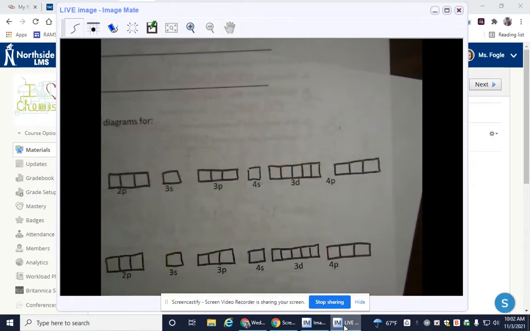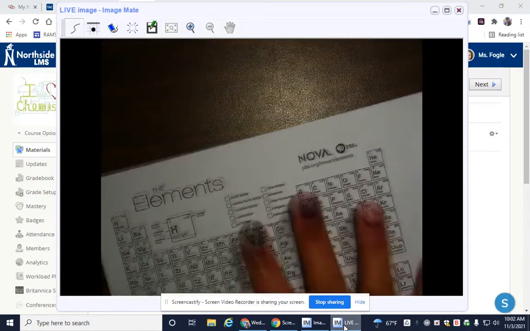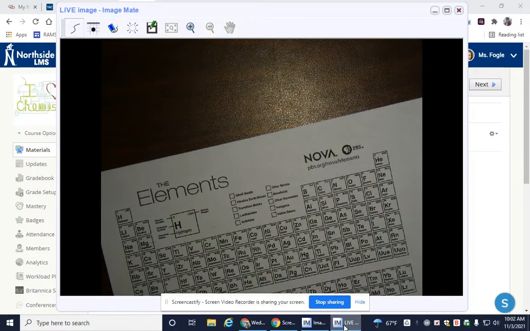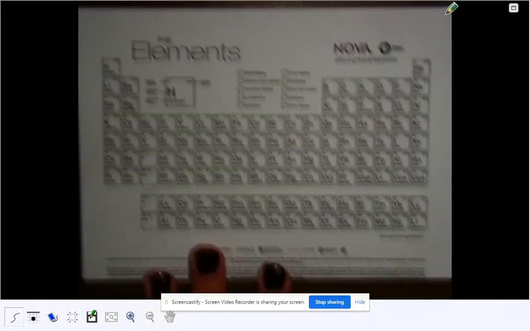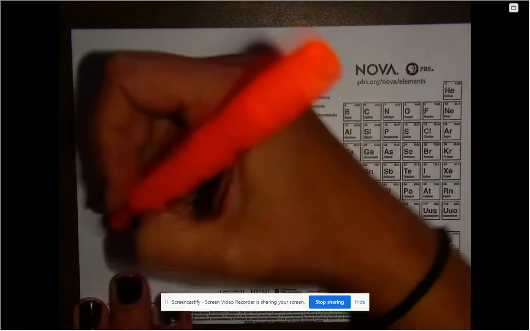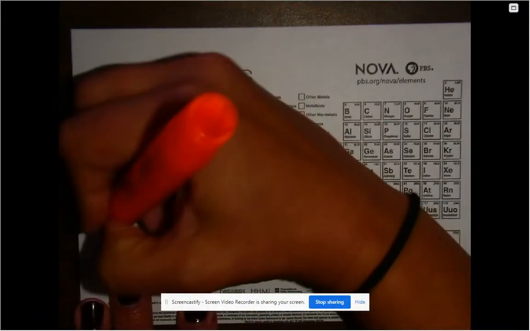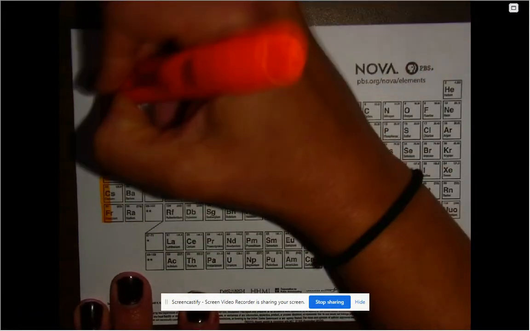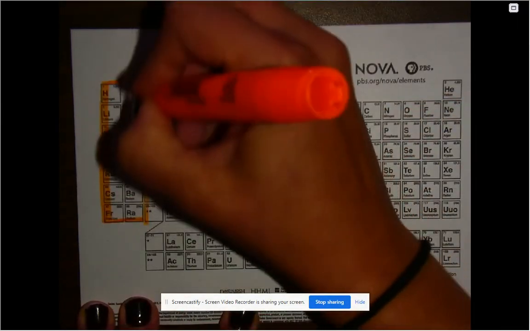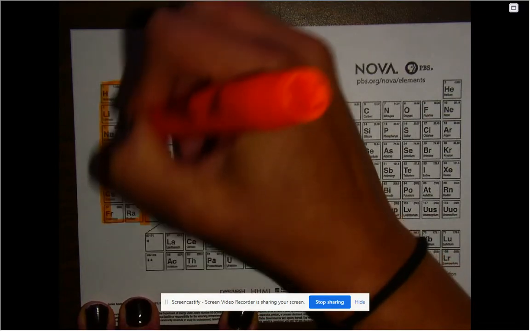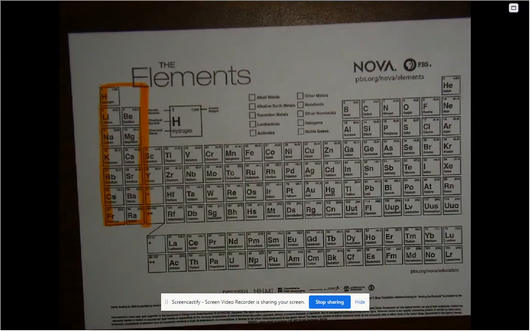We'll come back to this in a second. What I want you to do with the first color, and make sure you're coloring lightly because we are going to be writing over these colors a little bit, is highlight or color in the first two columns. If you would like, you're also more than welcome to just outline them, whichever one you would like.